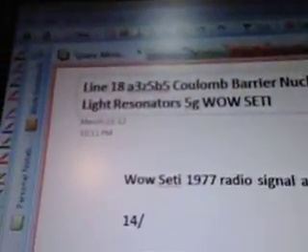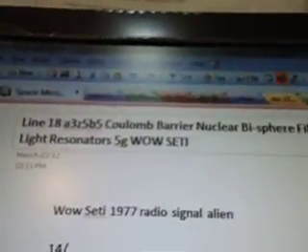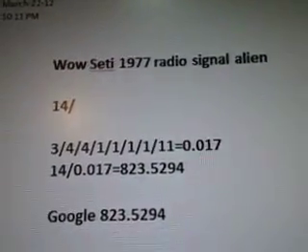Okay, this is part 181. Line 18A, 3z5b5. Coulomb barrier, nuclear, bisphere, fiber laser, light resonators, 5G, Wow Seti. There's the radio signal there.